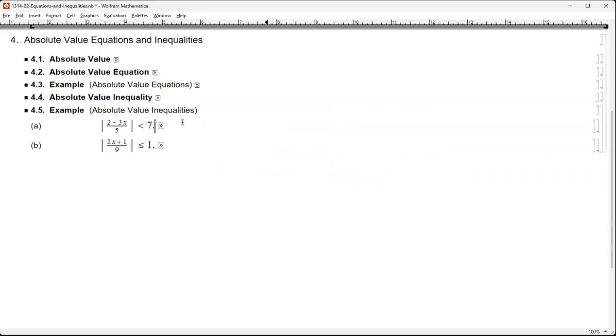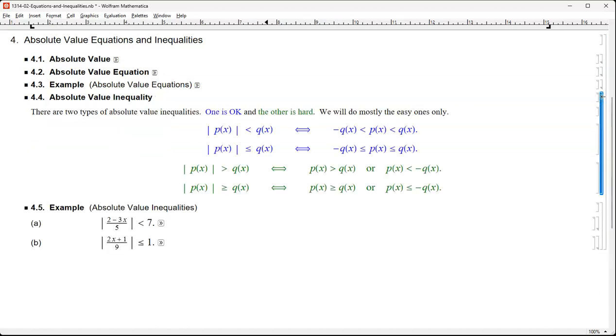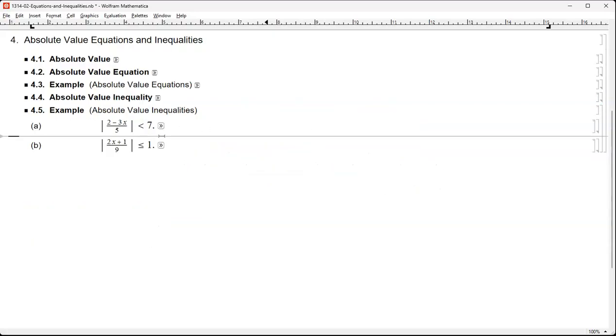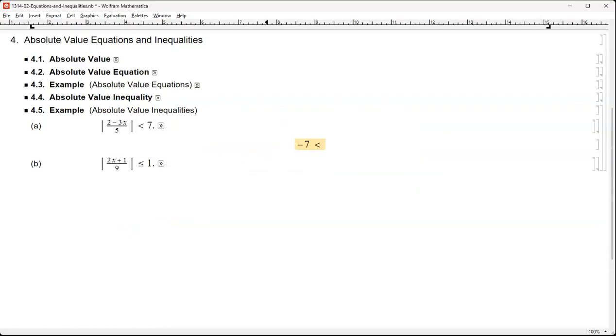And indeed, both are blue types. Absolute value is less than something. Absolute value is less than or equal to something. So in this case, how do you work those out? They both become double inequalities. Negative 7, and then this 2 minus 3x over 5, 7, like this.